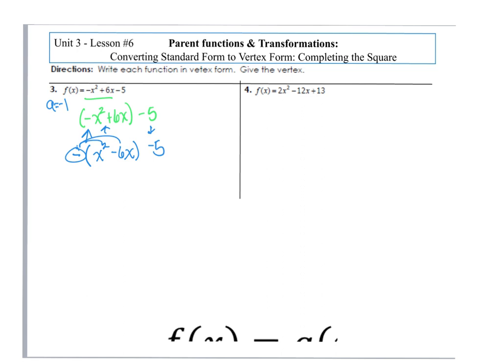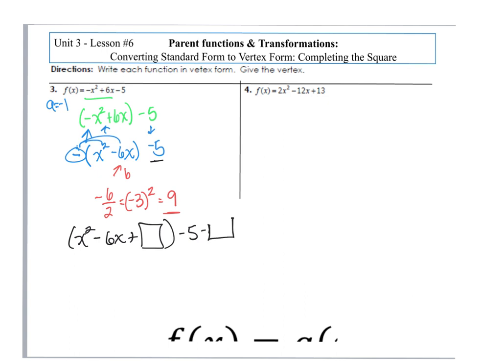So now we're ready to take the b value. So that's b. Negative 6, we're going to divide it by 2, which is negative 3. And then we put parentheses around it and square it. Negative 3 times negative 3 is positive 9. So again, we do two things with that positive 9. We're going to rebuild the problem. So I'm having x squared minus 6x, and I'm going to say plus an empty box. I'm going to have minus 5 from above, and then minus my same box.